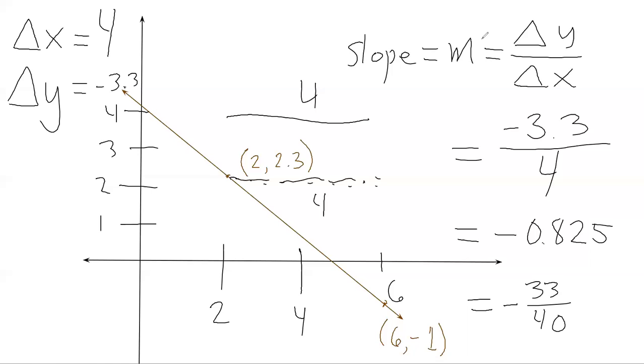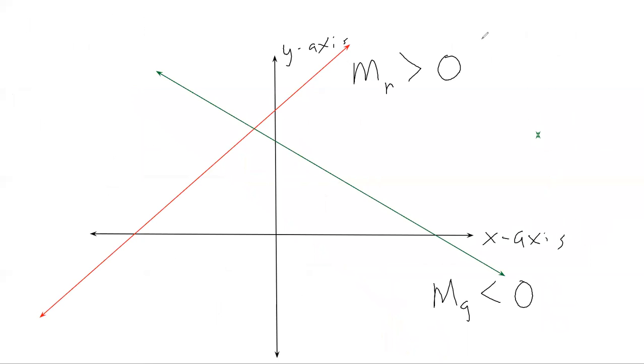Now, there are 4 different possibilities. One possibility is the slope is negative, the line goes down. One possibility is the slope is positive, the line goes up. We saw that back here with the red and the green line. But of course, there's 2 other categories of lines. We could have a horizontal line.